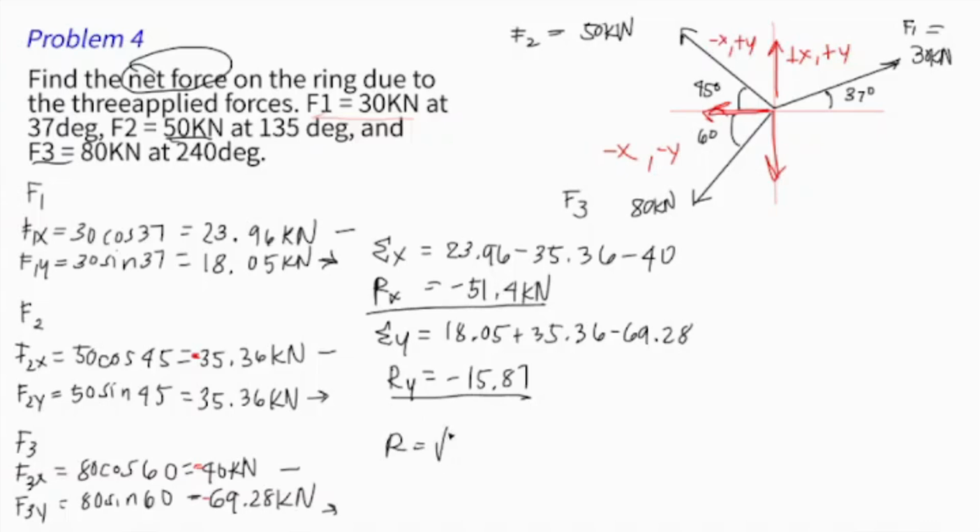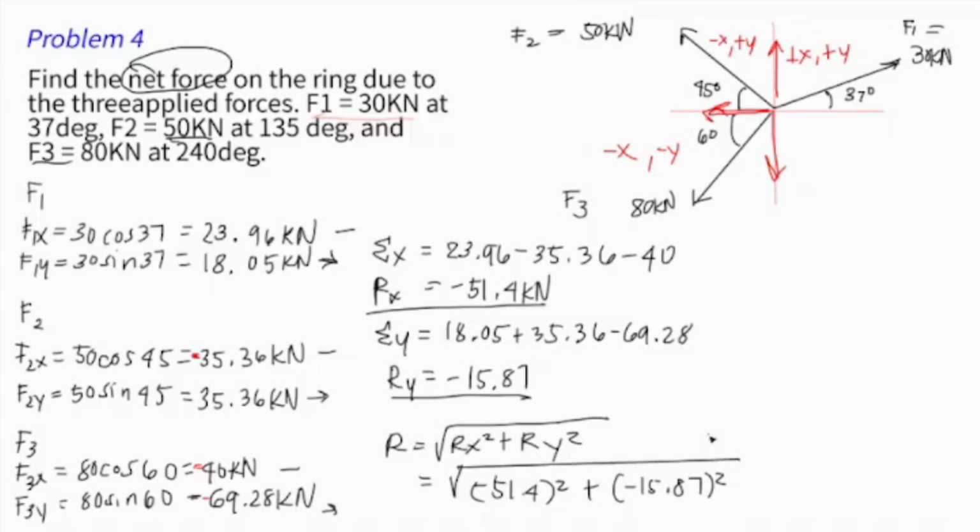So, R will be the square root of Rx squared plus Ry squared. Sabi sa formula. So, R is square root of negative 51.4 squared plus negative 15.87 squared. So, input natin siya sa calculator. Ang R natin will be 53.8 kilonewtons. So, yan. Nahanap na natin yung net force natin. Ito yung resultant force. Resultant or net force.